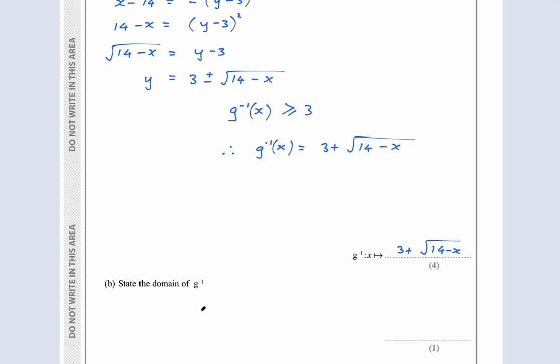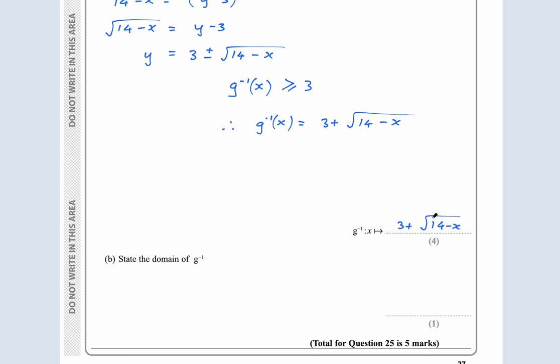Okay, and then finally it says state the domain of g minus 1 of x. Okay, well, we cannot put into x anything that will make this square root, or we can't put into the function anything that will make this square root negative. So if I put in 3, that would be fine because I would have root 11. If I put in 6, this would be fine because I'd have root 8. If I put in 14, it would be fine because I would have root 0.